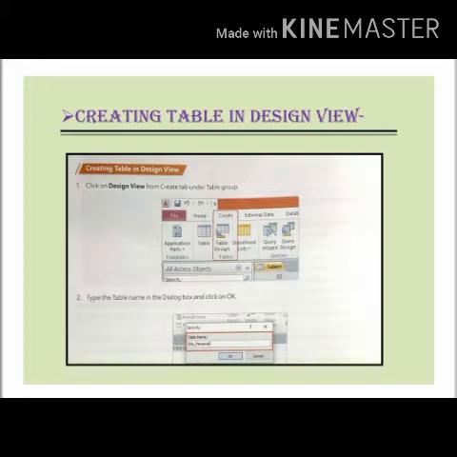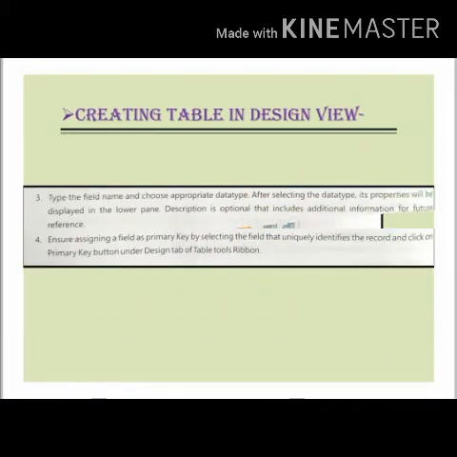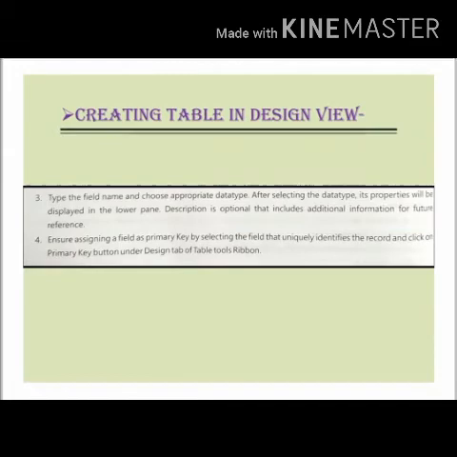Likewise, here it is given as underscore personal. Okay, the table name is this. After that you have to click OK. Now the third step is that you have to type the field name and choose the appropriate data type. Okay, which kind of data type you are going to select. After selecting the data type, its properties will be displayed in the lower pane.